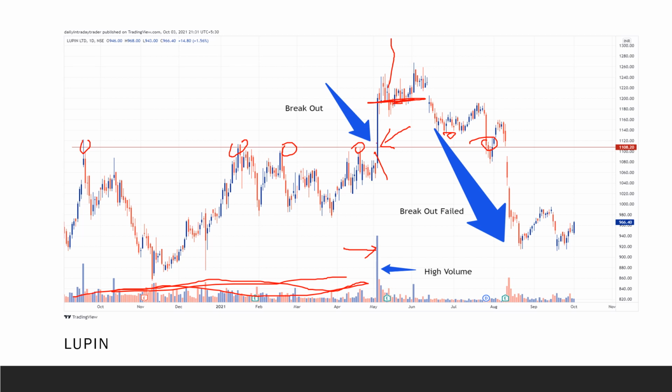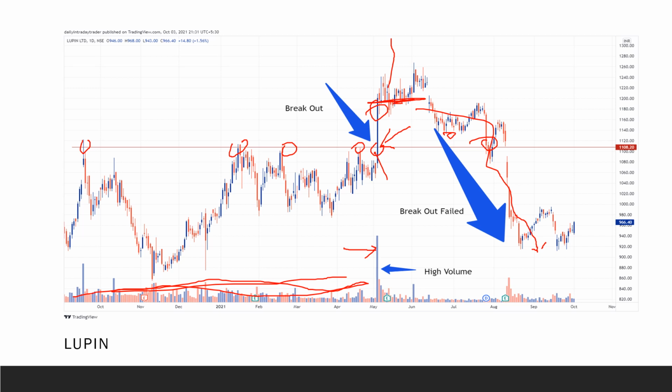So everyone who has gone long here or here would now be in huge loss. It has moved from 1220 to now 900, 920 levels, around a 33% drawdown in a single stock. So how would we avoid this? How to avoid the false breakout?